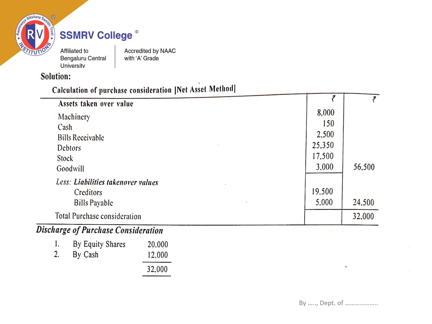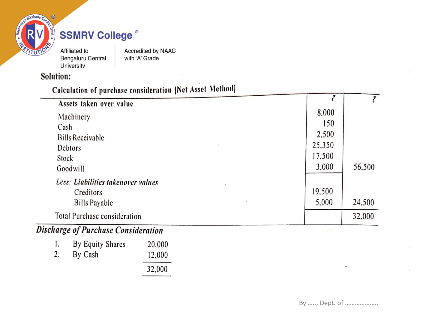So in the given problem, I have taken all the assets taken over by the purchasing company at agreed values. The total of the assets will be 56,500 minus liabilities taken over by the purchasing company, which are creditors and bills payable. So the total of that is 24,500. So the liabilities are deducted from the assets. So what we are left with is 32,000, and this is the amount of purchase consideration.